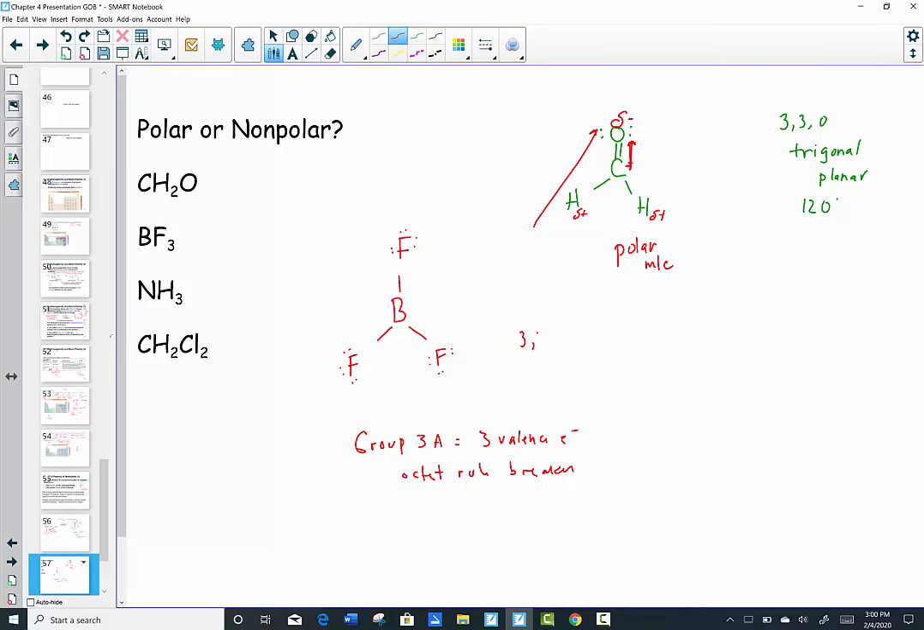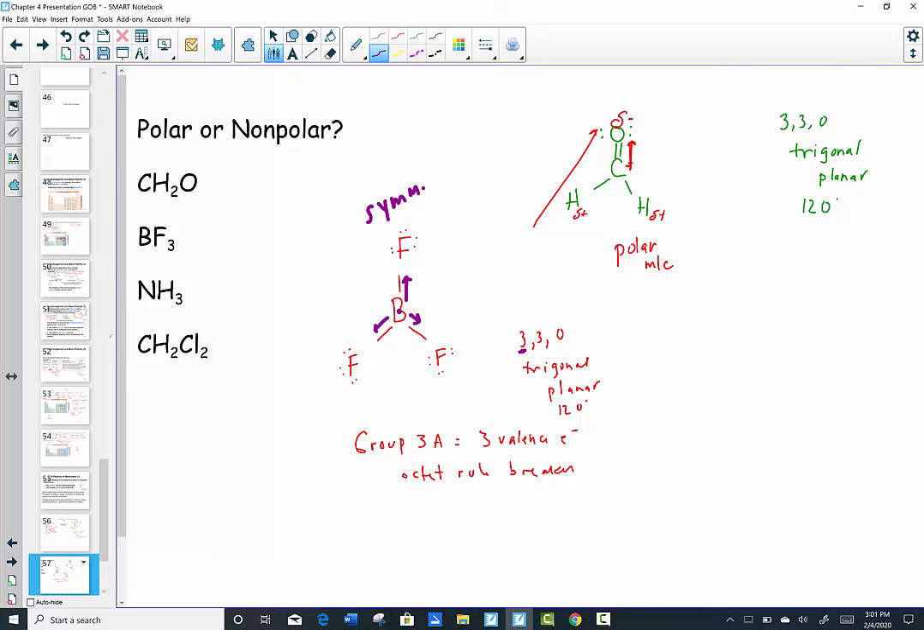This one, on the VSEPR count, 330, we call trigonal planar. Bond angles of 120 degrees. Now here's the trick. Just stand in the center. You have 3 things to look at, right? 3 domains. I look up at a fluorine, I look down at a fluorine, I look down at a fluorine. They are all the same.